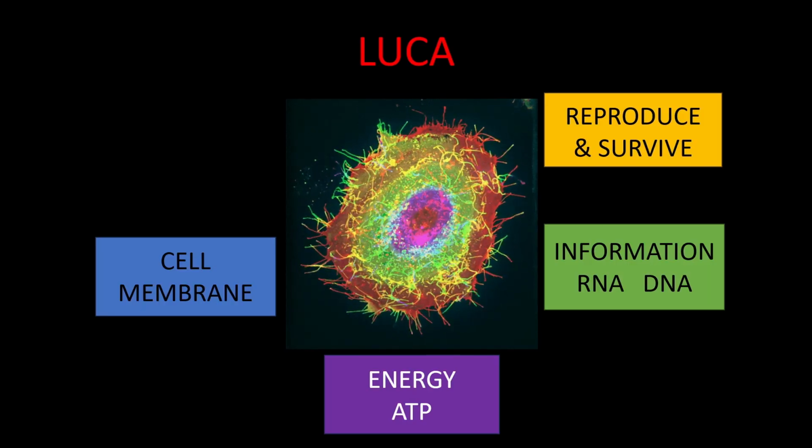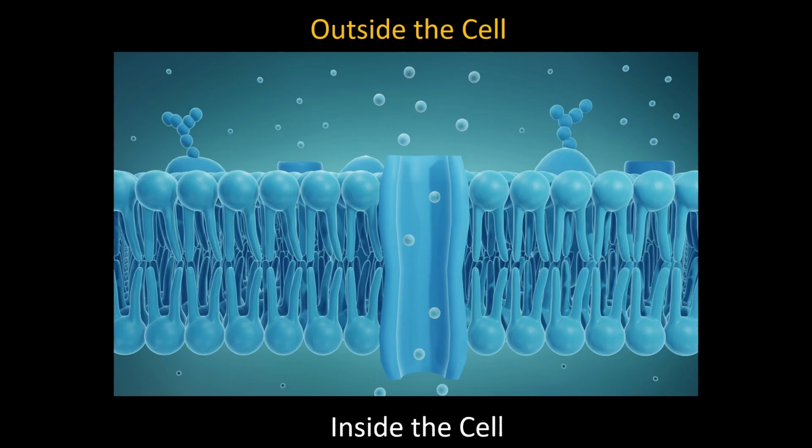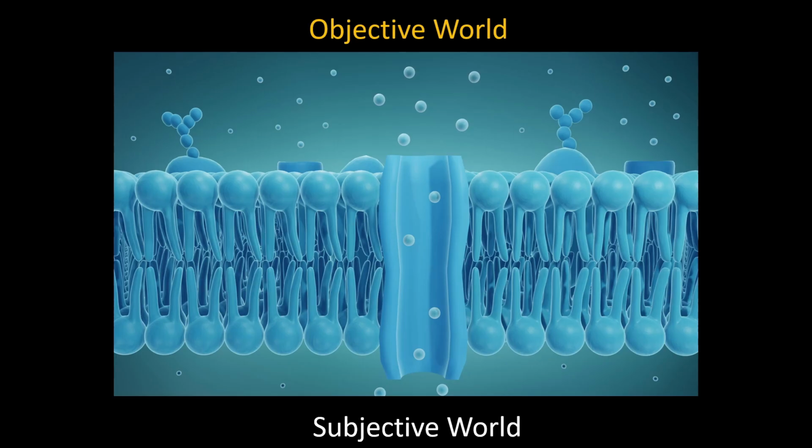Another thing LUCA needed was a membrane, a cell membrane. A cell membrane is so important because that becomes you. That becomes an individual. There's an outside and an inside. This is for the first time there was an objective world and a subjective world. Before that, it was only objectivity. All of a sudden, there was me and them. The whole world changed once the membrane was formed.